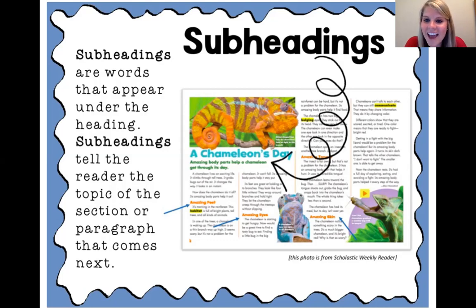All right, and then I've got the next subheading says amazing tongues. And I can infer that that section is going to be about how they use their tongues to get through their day. And then the final subheading here is amazing skin. So I can infer that that section is going to be telling me more about their skin. Remember, the headings and subheadings, they focus on what? The part that's coming up.